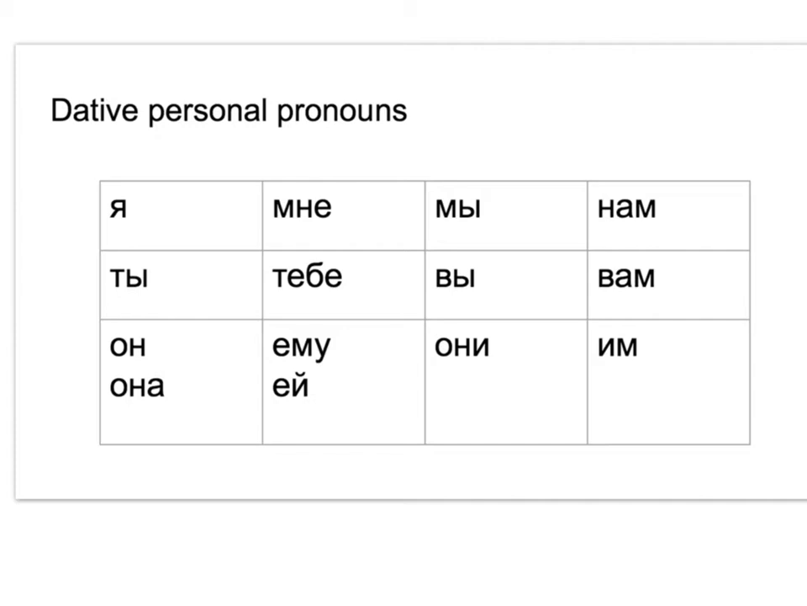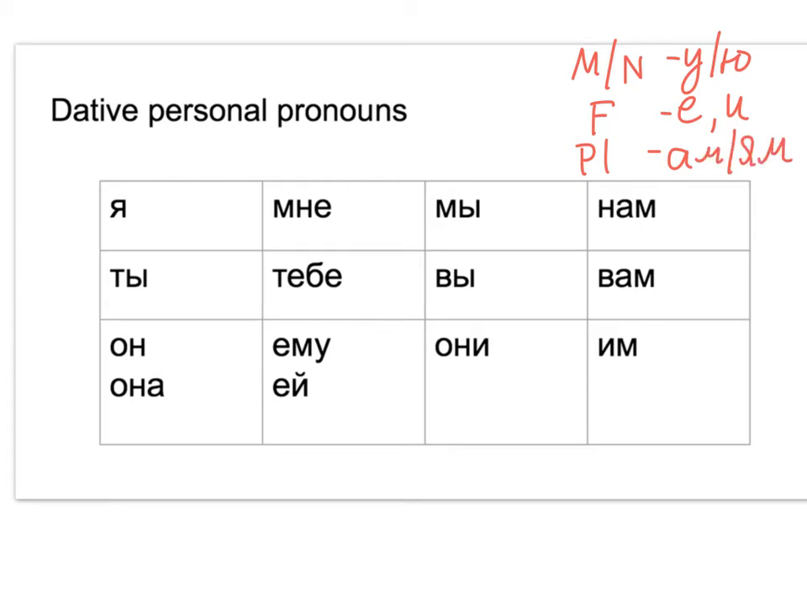Let's look at the personal pronouns in dative. If we remind ourselves of the endings, that in dative case masculine and neuter are u, feminine are e or i, and plural are am, we will be able to see some correspondence with the personal pronouns.